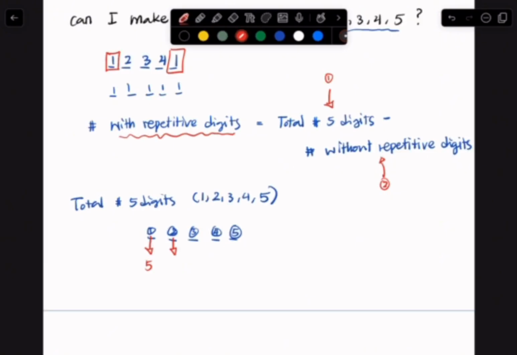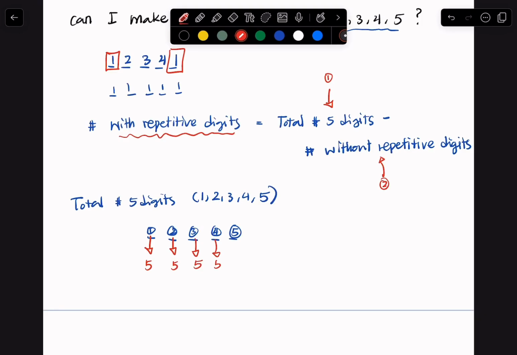And for the second place, it's still the same, because each place is independent. It doesn't really matter what I chose before. I'm always welcome to use a number more than once. So my second place, still 5. Same thing for the third place, fourth place, and fifth place. And finally, I just need to multiply all the 5s together, which is just 5 to the power of 5.